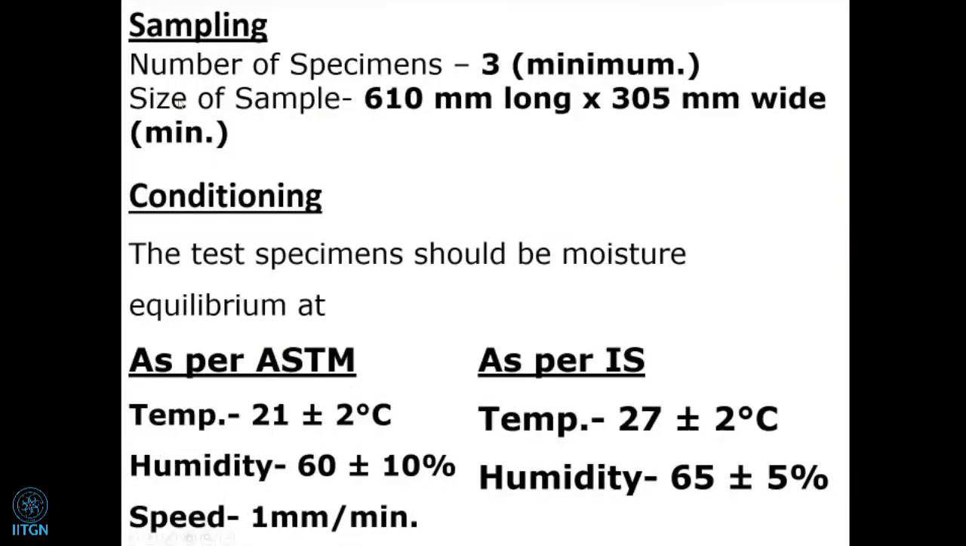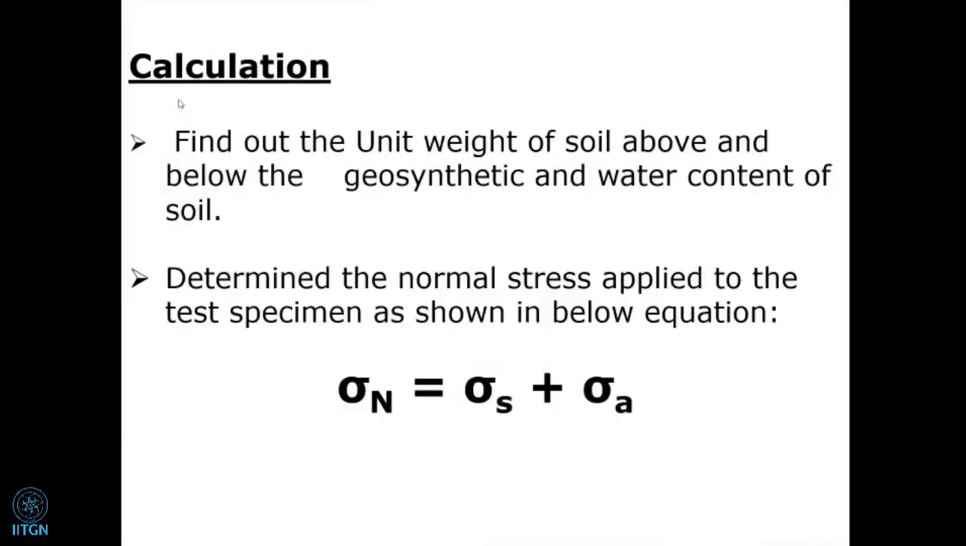In this test, the number of specimens is minimum 3, means we have to perform 3 tests on 3 specimens, considering 3 different normal stresses. The size of the sample should be minimum 305 mm wide, and 610 mm long, double the width. The conditioning of the test specimen should be done prior to use in the tank. We have to condition our sample as per ASTM and as per IS, depending upon the temperature and humidity requirements. We have to keep our test specimen under this condition in the room, and then after getting moisture equilibrium, we have to put this sample in the tank.